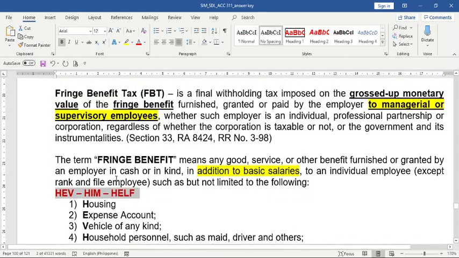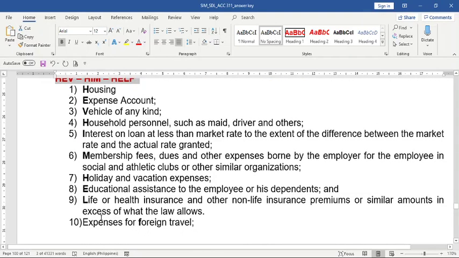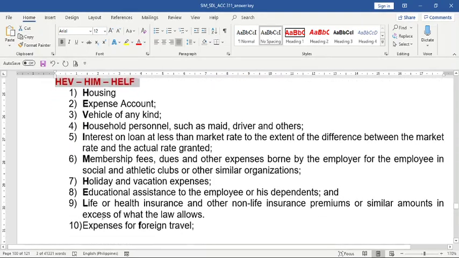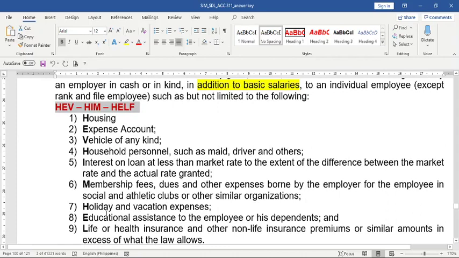So this is for the managerial employee: Interest on loan at less than market rate, to the extent of the difference between the market rate and the actual rate granted. We also have Membership fees, dues, and other expenses borne by the employer for the employee in social and athletic clubs or other similar organizations. We have Holiday and vacation expenses, Educational assistance to the employee or his dependents, and Life or Health insurance and other non-life insurance premium or similar amounts in excess of what the law allows, and expenses for foreign Travel.